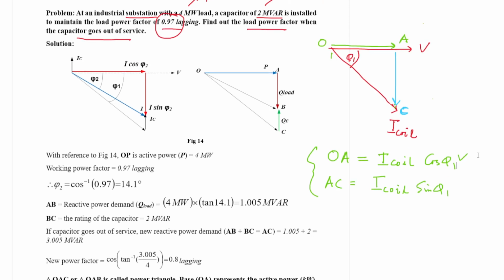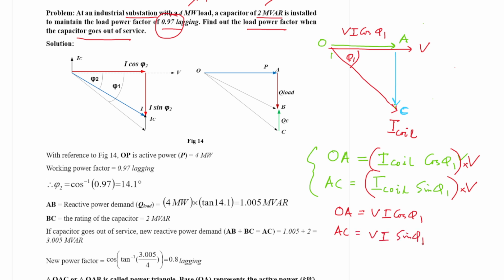So now what we will do here is that we will multiply both the terms with V. We multiply these both terms with V. This with V, I coil sin phi with V. So this V into I coil cos phi becomes VI cos phi. So now OA becomes V into I into cos phi 1. OA represents V into I into cos phi 1. Similarly, AC represents V into I sin phi 1.